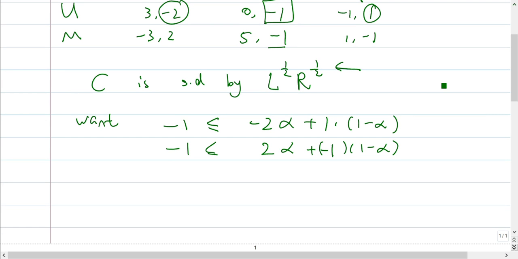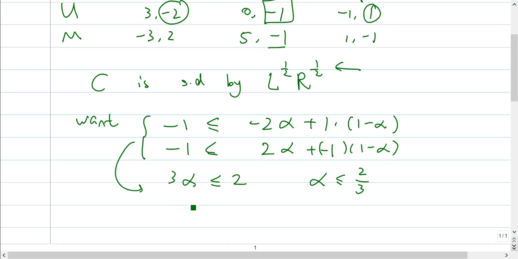At this stage, you may be able to guess what alpha is already, but you don't need to. You can just keep solving this system. So we need to rearrange this. So alpha, this is 2 alpha. Wait a minute, so this is 3 alpha. It's less than or equal to 2. So alpha is less than or equal to 2 over 3.